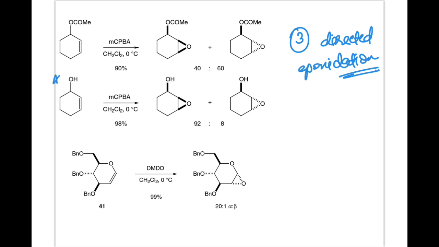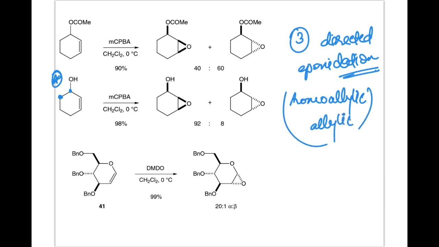Look over here, this particular example. It is an allylic alcohol, and not just allylic alcohol. If the OH was on this carbon, then also the metachloroperbenzoic acid will give you same side epoxidation. So we say for the homoallylic as well as allylic, the directed epoxidation works for both.